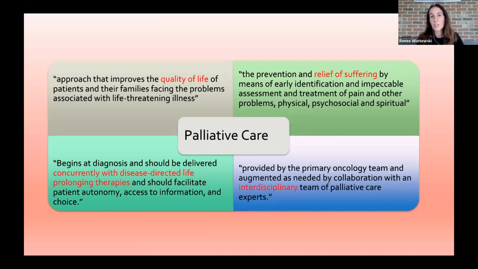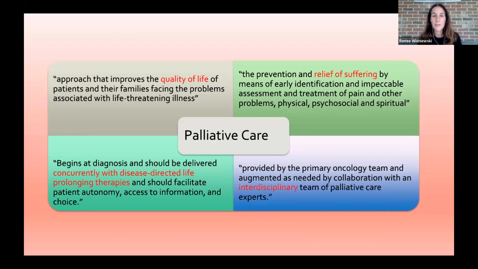So this early intervention and identification is important in terms of assessing a baseline of a patient, and then the assessment component is helpful throughout the course of the patient's disease. We understand that the symptoms, physical, psychological, and spiritual, differ with initial diagnosis and as the disease progresses. Palliative care begins at diagnosis and should be delivered concurrently with disease-directed life-prolonging therapies if that's the patient's wishes, and should facilitate patient autonomy, access to information, and choice.